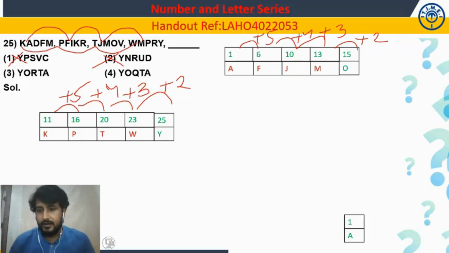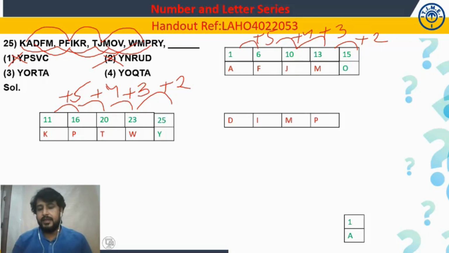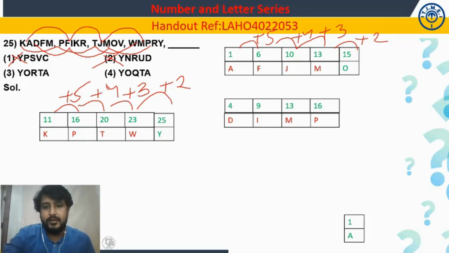Okay. Now let's go with the third set of letters. What are the third set of letters in each group? D, I, M, P. D's place value 4, I's place value 9, M's place value 13, P's place value 16. 4, 9, 13, 16. Now identify the logic. 4 and 9 plus 5. 9 to 13 plus 4.